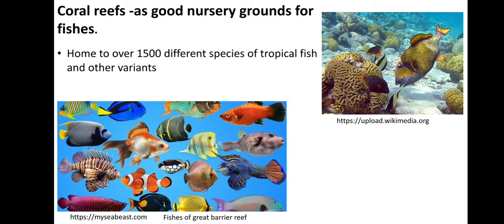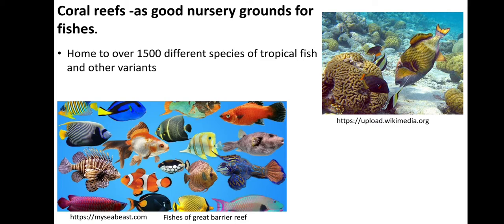Other than these things, they can also act as good nursery ponds for fishes. Now this can be a natural or artificial nursery for fish. Naturally, as I said in the beginning, they can be good habitats. Plenty of different varieties, as you can see on the slide, over 1500 different species of tropical fishes and other variants. It can be any other aquatic animal. Most of them are found in these barrier reefs.